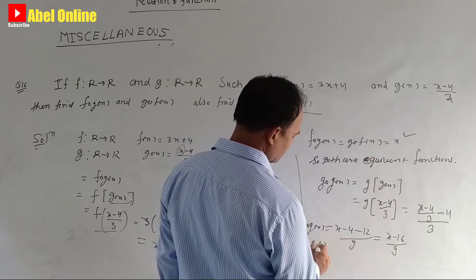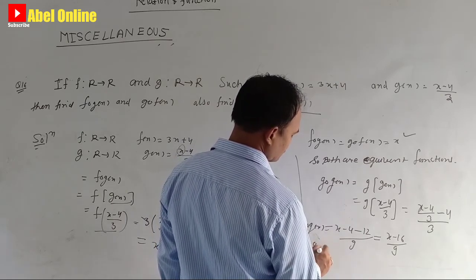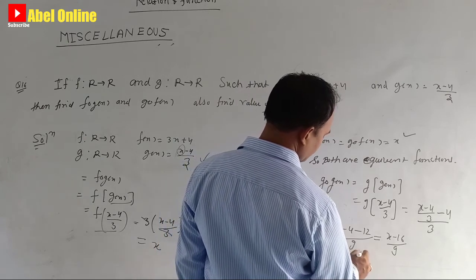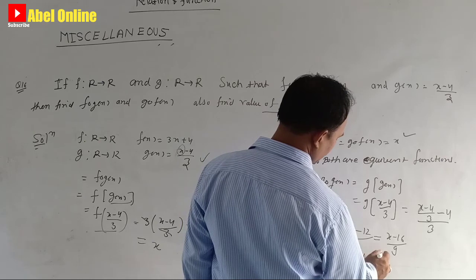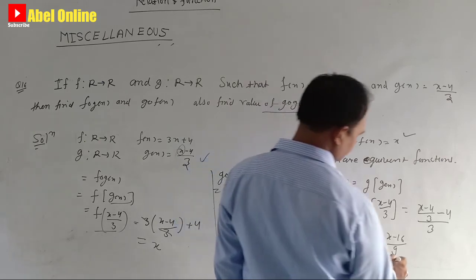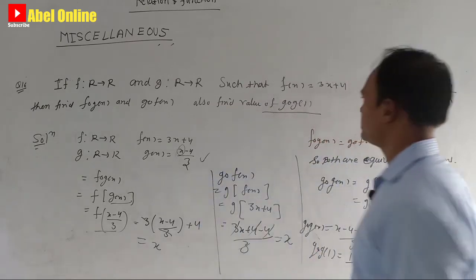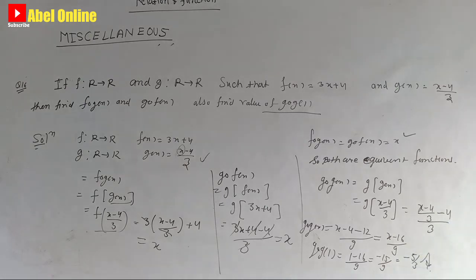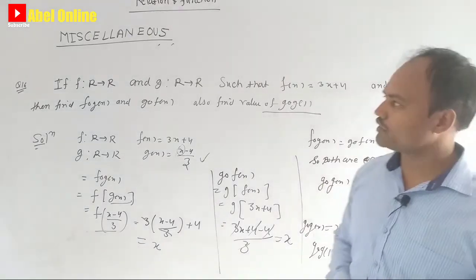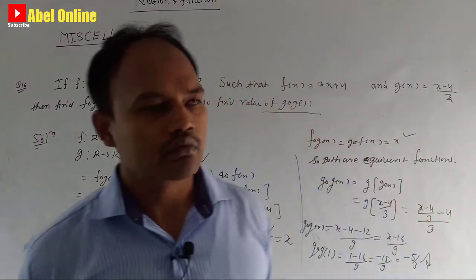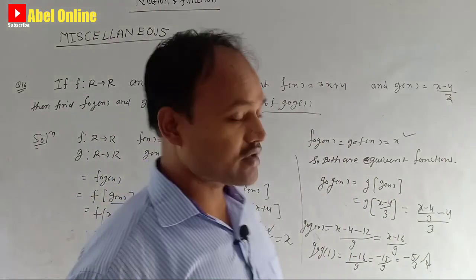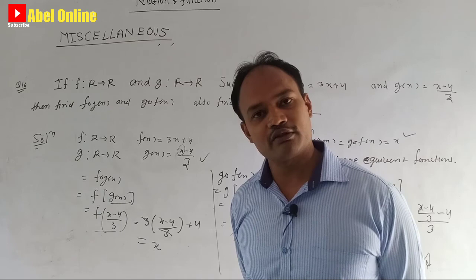What is gog 1? If we have to find the value of gog 1, then gog 1 equals 1 minus 16 by 9, which means minus 15 by 9, which means minus 5 by 3. So students, this is the answer of gog 1, and it is clear. We have cleared the questions of the miscellaneous exercise today, and we have completed this chapter, relation and function.